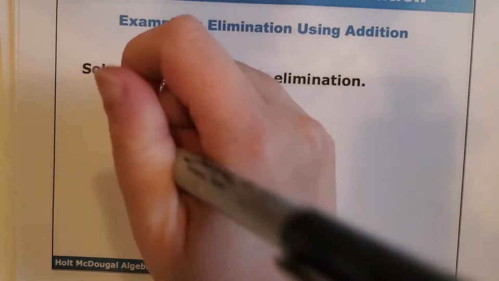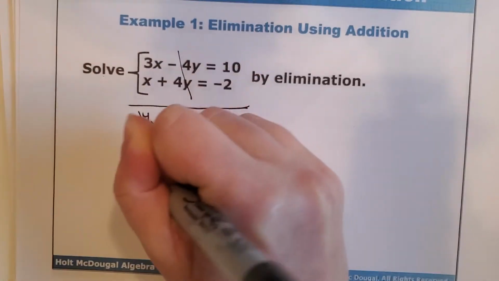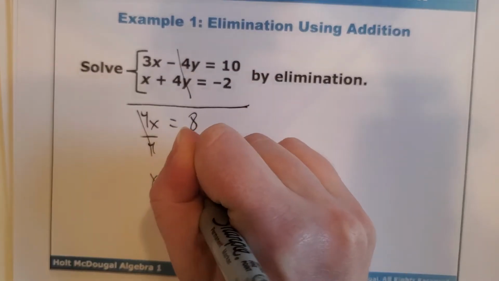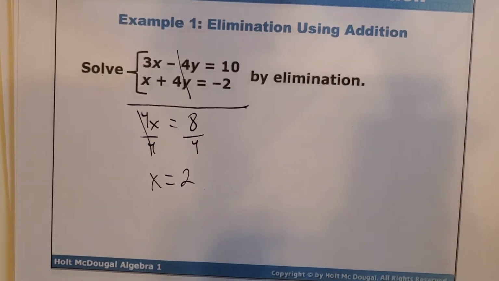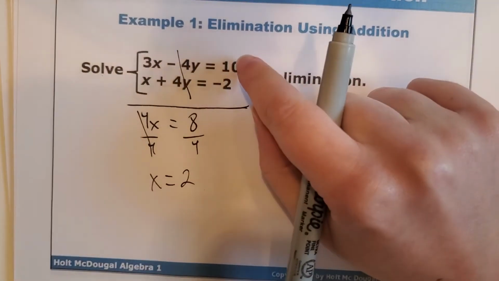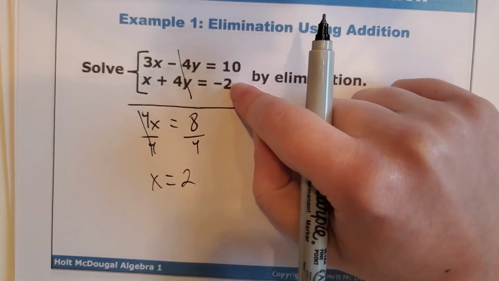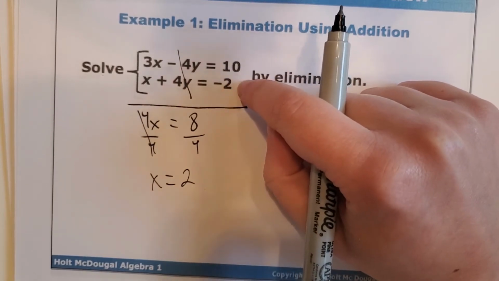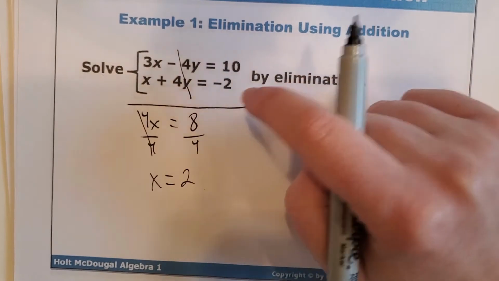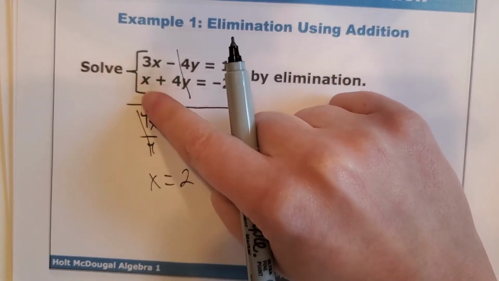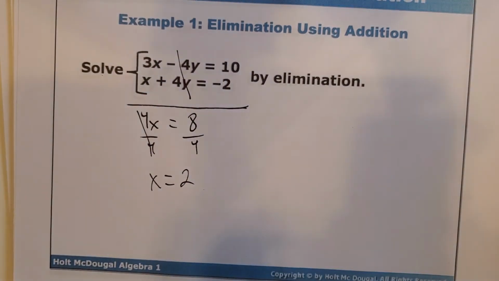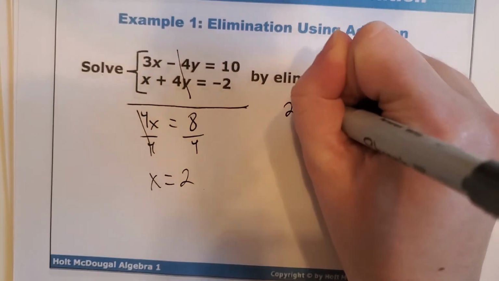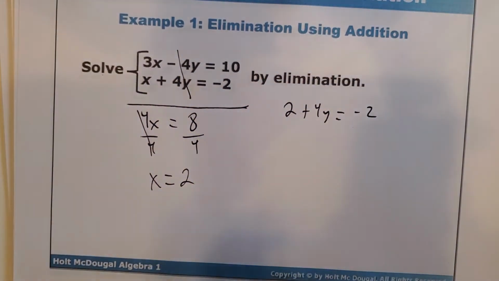All right. So now we can continue to solve for x by dividing by 4, and x is going to be 2. So we have our x, and then we still need a value for y, so we would do the same thing that we did for substitution. We would take this 2, plug it into either one of these two equations, it doesn't matter which one, for x, and then solve for y. All right, I'm going to pick the second equation just because it's a little bit less work, just because there's no coefficient in front of the x. So I'm going to do 2 plus 4y equals negative 2, and then solve that for y.